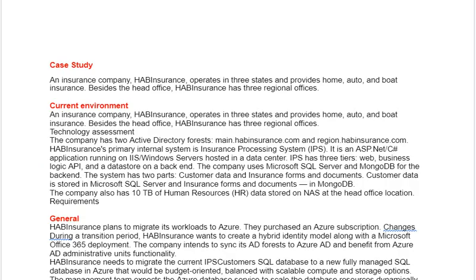Case study. An insurance company, HAB Insurance, operates in 3 states and provides home, auto and boat insurance. Besides the head office, HAB Insurance has 3 regional offices.